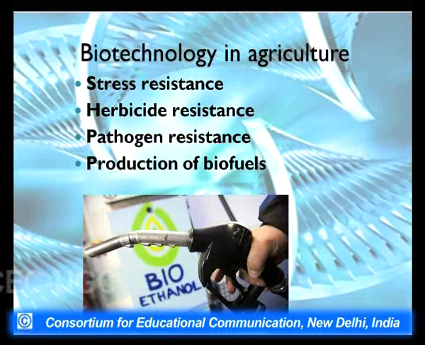Now, if you continue with the biotechnology application in agriculture, we have been producing crops which are stress resistant. We can grow rice under arid conditions, herbicide resistance, pathogen resistance, production of biofuels. All these come under biotechnology and its application in agriculture. Now, as I just mentioned, the production of BT cotton, BT corn, they are all pathogen resistant because they are capable of producing a herbicide themselves because of their altered genetic makeup.